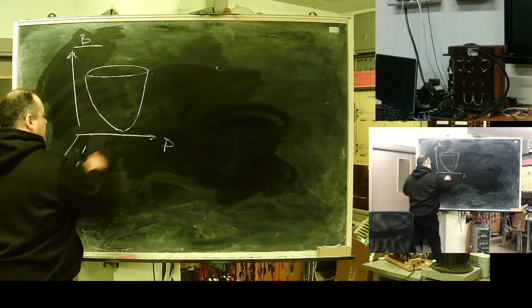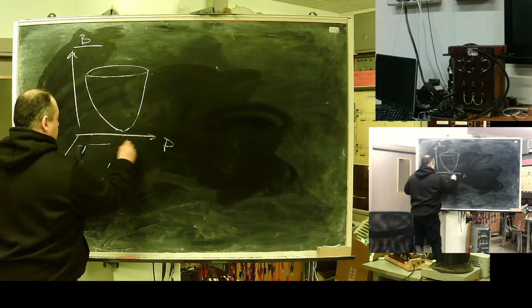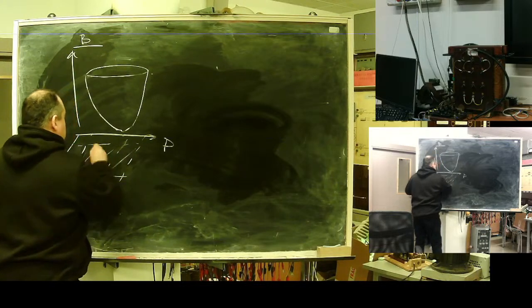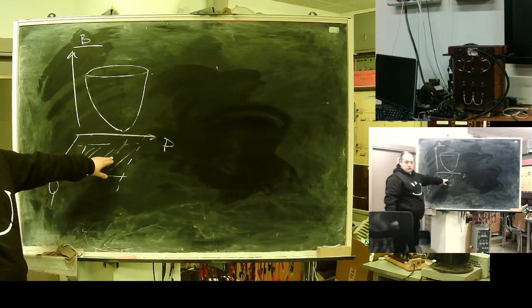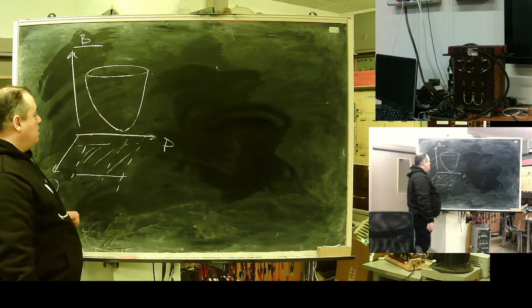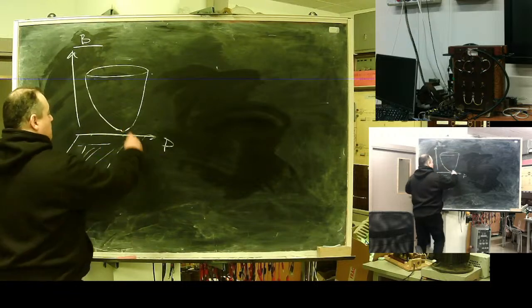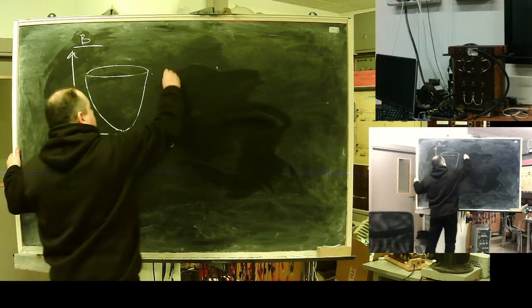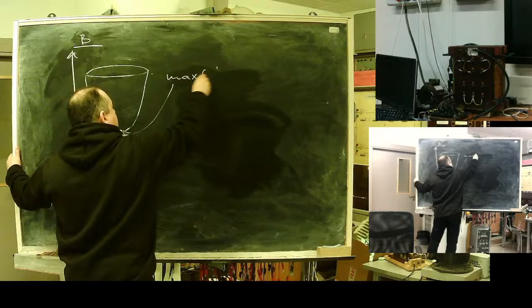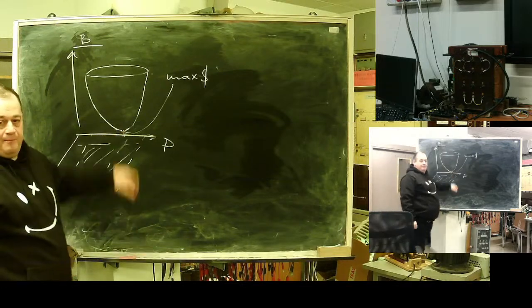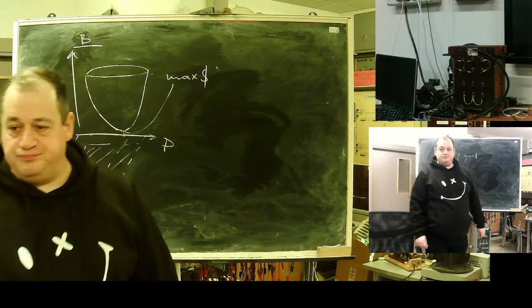For example, like this. This is the area of possible solutions. Max profit means minimum fuel consumption. It's somewhere here. But how to find it?